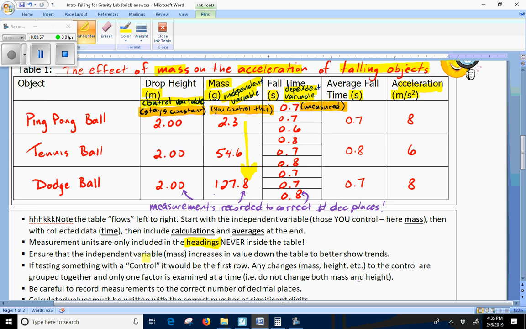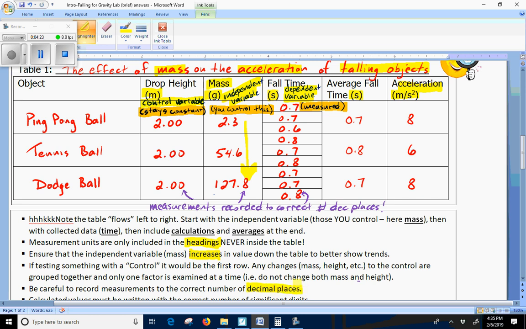Now, you want to make sure that the independent variable mass increases as you're going down. So you have an increase in mass. This allows you to better see trends in the data later on. It's very important. Anything that has a control should be in the first column. So that would be like the drop height over here. And the other thing is make sure you record measurements to the appropriate number of decimal places.